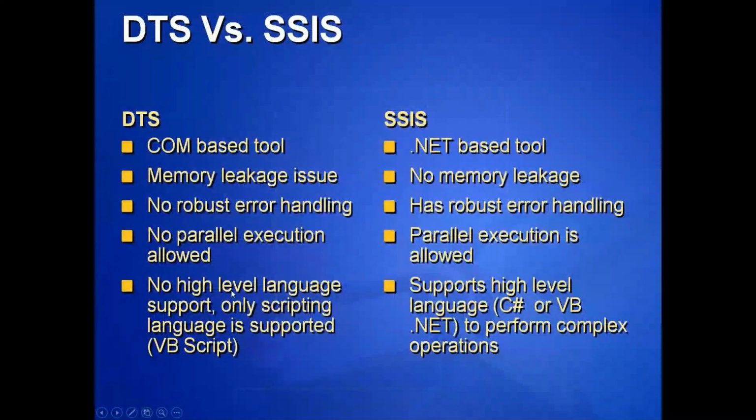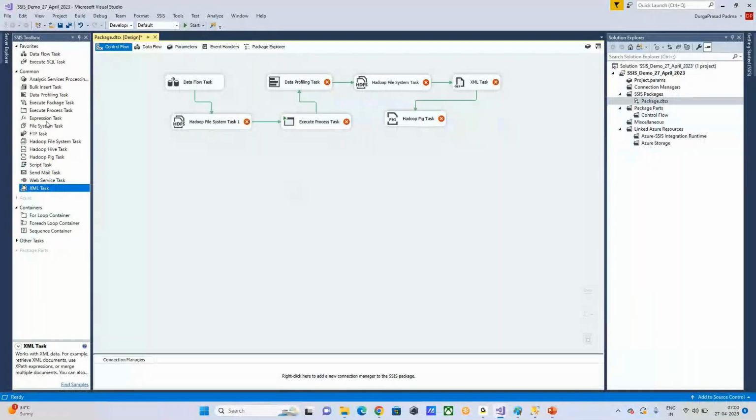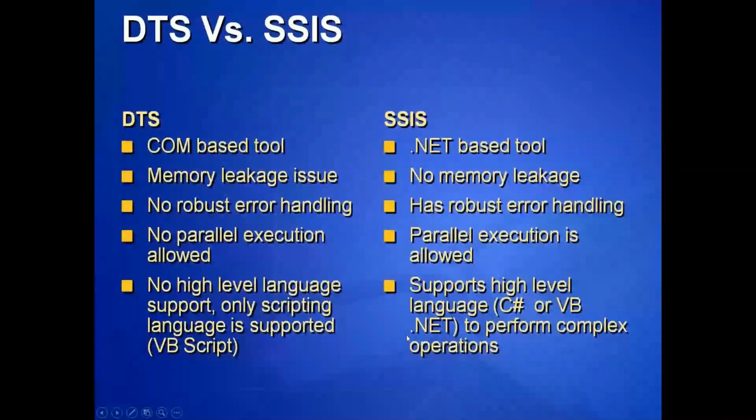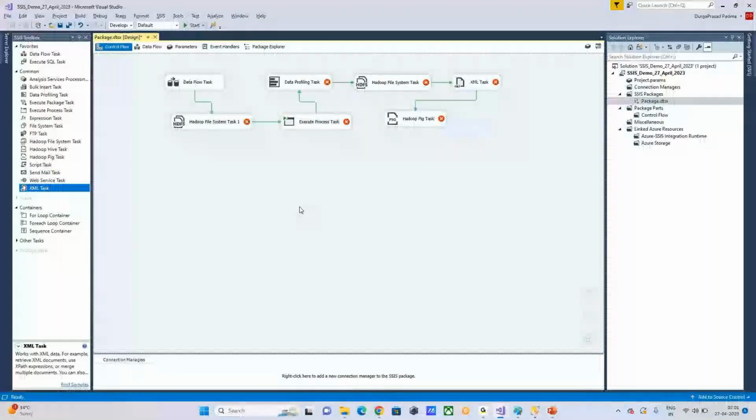So DTS has no high level language support, only scripting language is supported, VB script. Whereas SSIS supports high level languages like C# or VB.NET to perform complex operations. So we are going to be doing complex operations in this SSIS tool, because the tool is developed using VB.NET and C# languages. Because of that only we can do the complex operations.